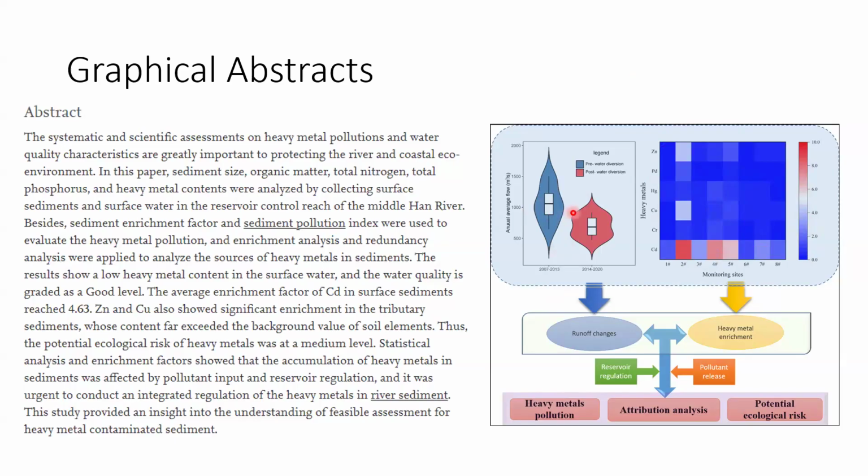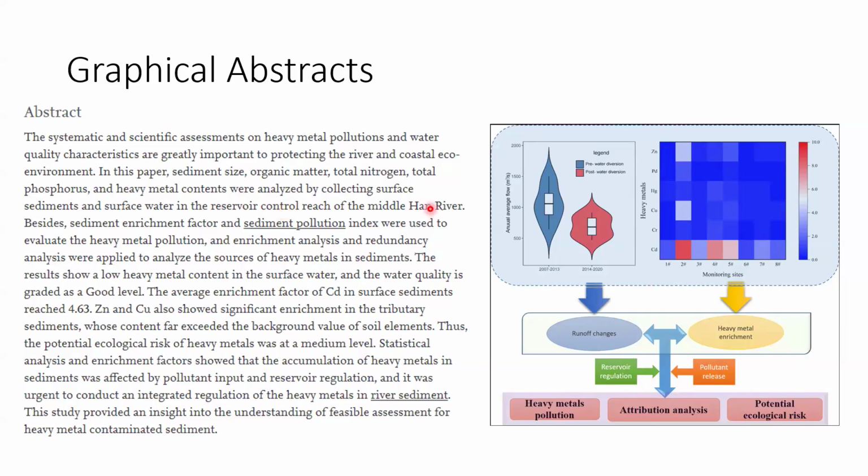And then the left hand side of the graphical abstract will give information about runoff changes. The right hand side, about heavy metal enrichment. If you combine both of these, it will give you the end results, right? So this is a very well prepared graphical abstract, and the reader doesn't have to go through the full paper over and over again to understand what it is about, right? So it is very clear, visually a very logical flow, right?